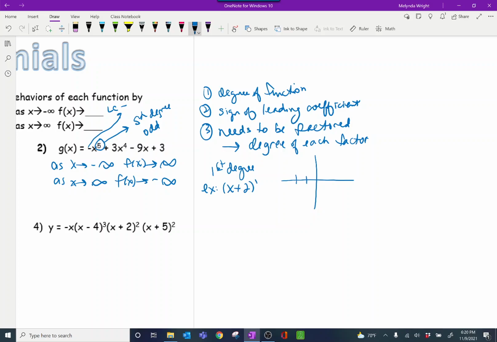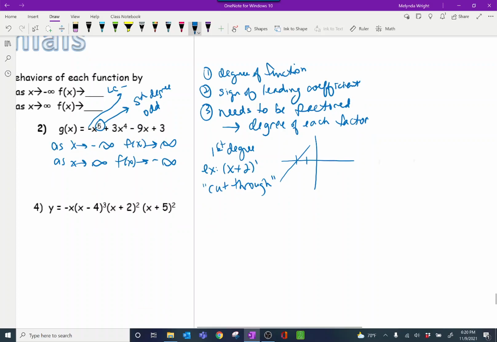Now, when the factor is to the first degree, the appearance of the polynomial will be what we call a cut through. It's just going to go straight through. So the word that we use for this shape is cut through. Okay, so that's what happens if your factor is first degree.